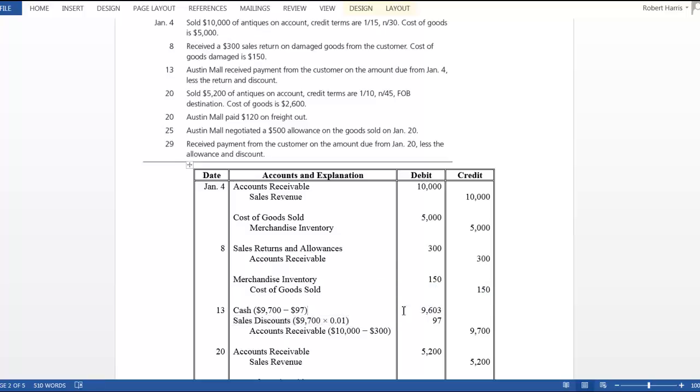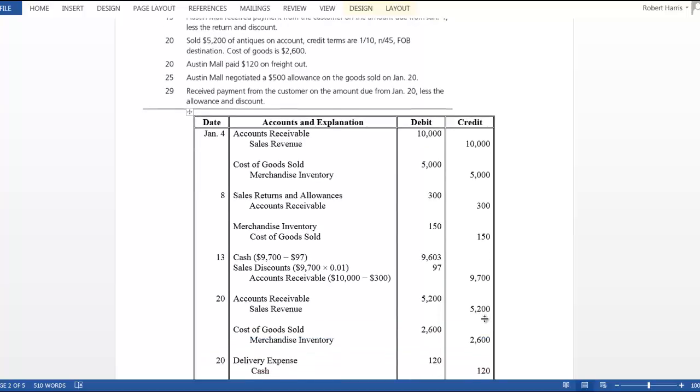We don't reduce revenue with a debit. Instead, we use this contra revenue account. And $9,603 is the amount here that they owed us minus that discount. So these two together, this is a compound entry, and these two numbers together equal the $9,700. And so everything is good. That's the way this should be recorded.